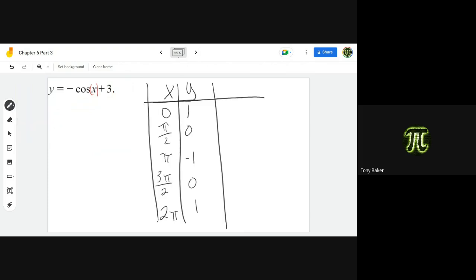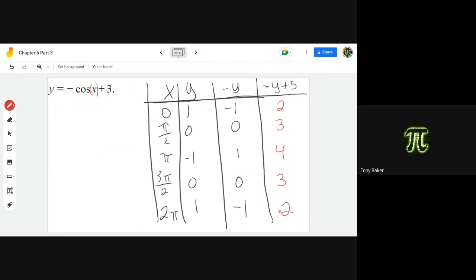So what will we do first? Right, we're going to take care of the multiplication first. We're going to multiply by negative first. Then we're going to add the 3. Okay, so we have negative Y. So negative 1, 0, 1, 0, negative 1. And then negative Y plus 3. So negative 1 plus 3 is 2. 0 plus 3 is 3. 1 plus 3 is 4. 3, 2.